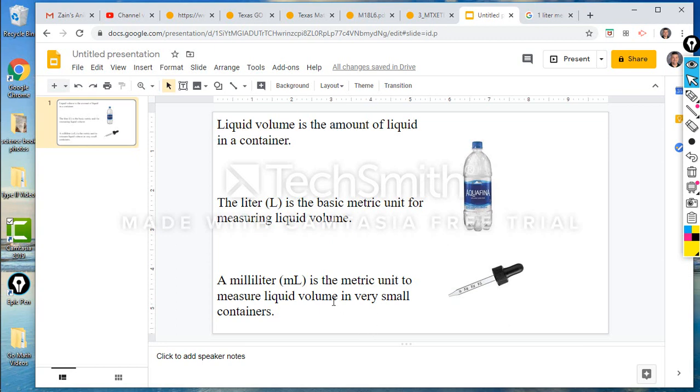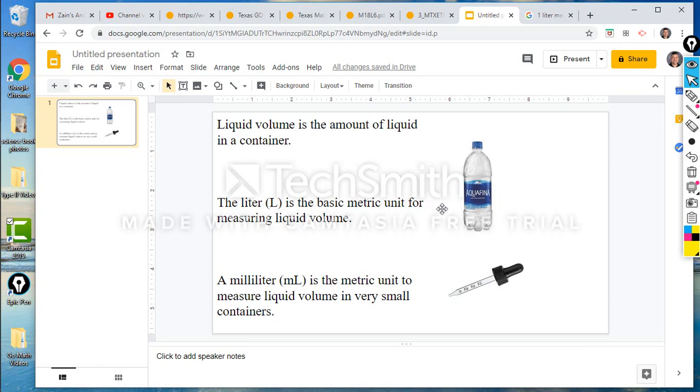And then the small unit is the milliliter. The small unit to measure volume is the milliliter, and this is the abbreviation for milliliter. It's a small m and a capital L. For liter, it's the capital L. So you need to be aware of that. So write these notes in your math journal.